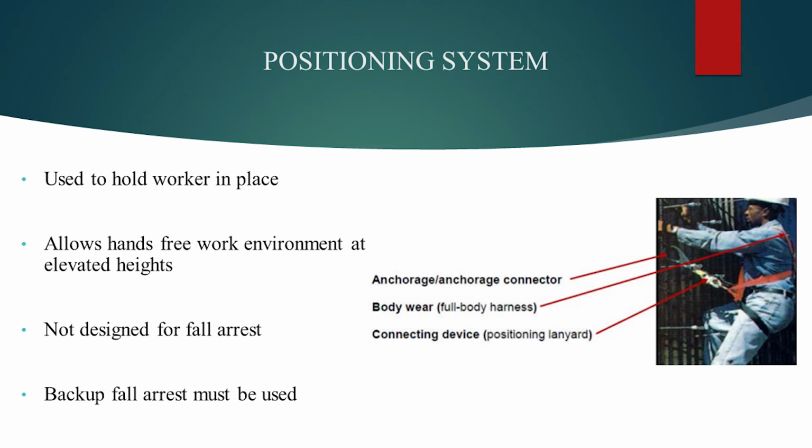A positioning system is designed to hold individuals in place as they work. Positioning systems are personal safety devices that can be used to prevent an employee from falling, but are not fall arrest systems. A positioning system includes an anchorage connector, harness, and connecting device. A backup fall arrest must be used when using a positioning system.